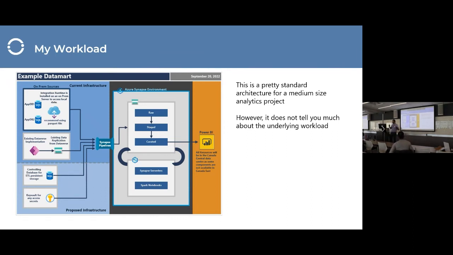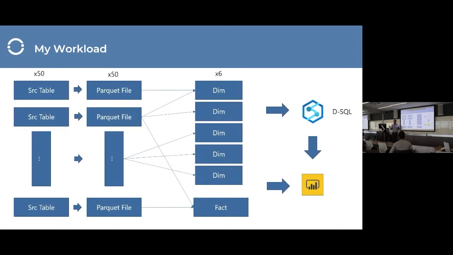This is good, and it's a pretty standard architecture, but it doesn't actually tell you what the underlying workload is. So to give you guys an example, going back to the old Kimball dimensional model star schema, and yes, it's old, but it works. It's a very good schema, especially for folks that are using technology like Power BI. This is a reasonable idea of what it's going to look like. I might have one fact, I might have 6 dimensions, and all of that is made up of 50 tables.